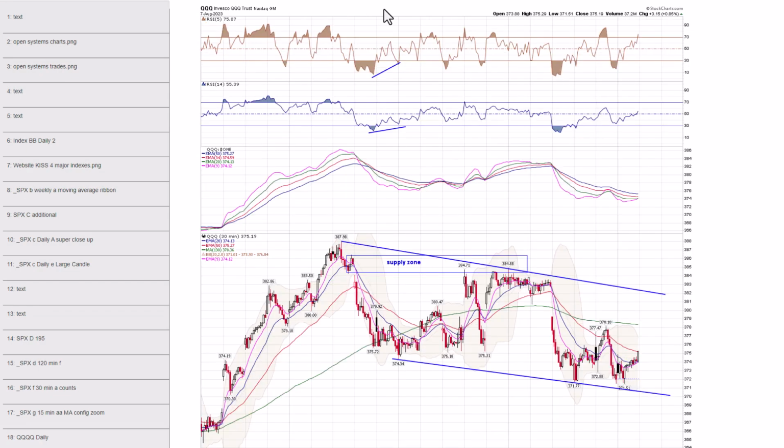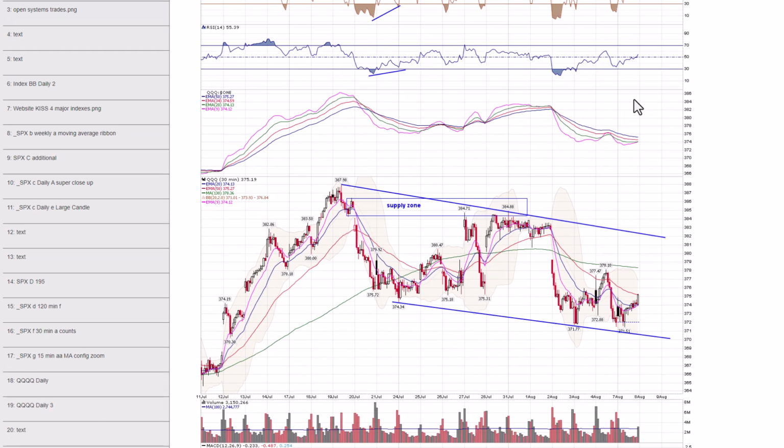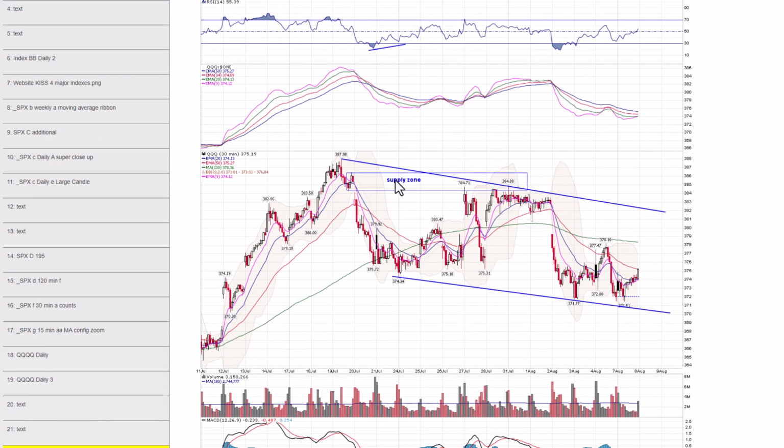Finally, Jabber 24, here's a 30-minute view. Remember last week we stalled at that supply zone. Couldn't get above it, and we had a sell-off.